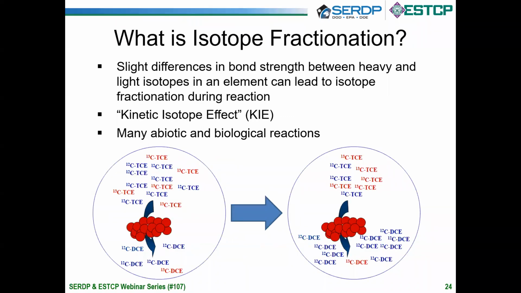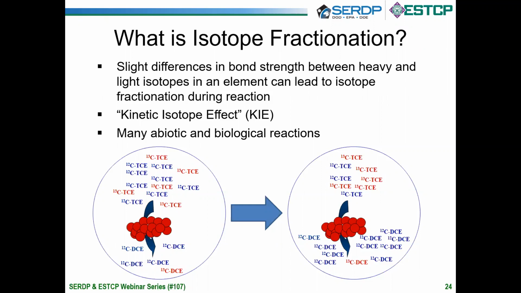Okay, so now what is fractionation? And this is really critical and important, particularly when you're looking at degradation of contaminants. So there are slight differences in bond strengths between heavy and light isotopes. So if you have a carbon-12, carbon-12 bond versus a carbon-12, carbon-13 bond, say in TCE, there are slight differences in bond strength, with the bond that includes the heavier isotope being a little bit stronger. And this results often in what's known as the kinetic isotope effect. And this impacts many abiotic and biological reactions.